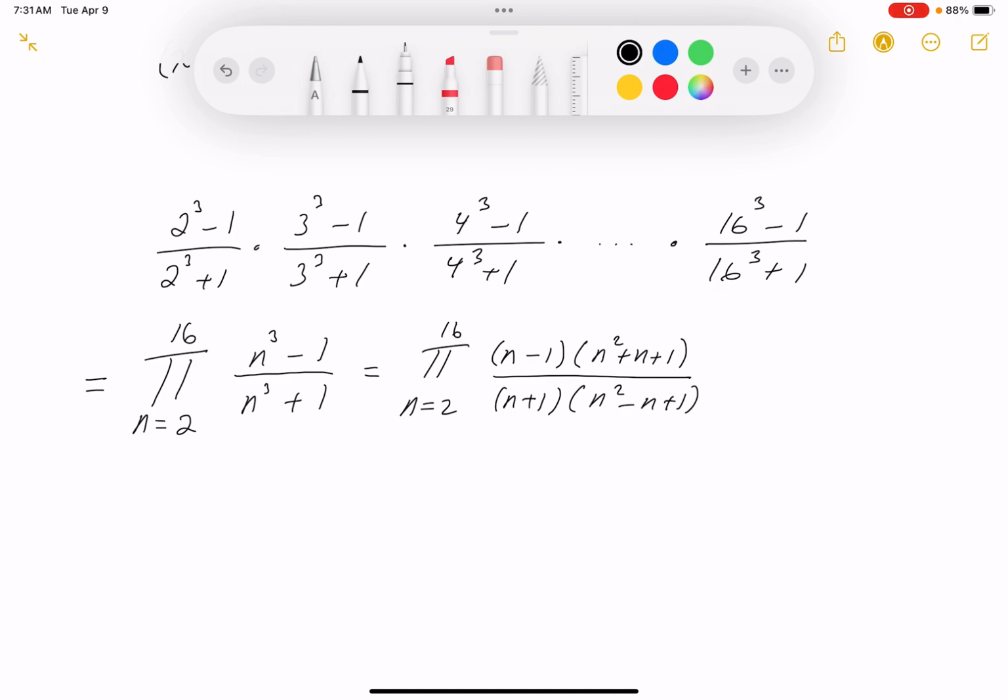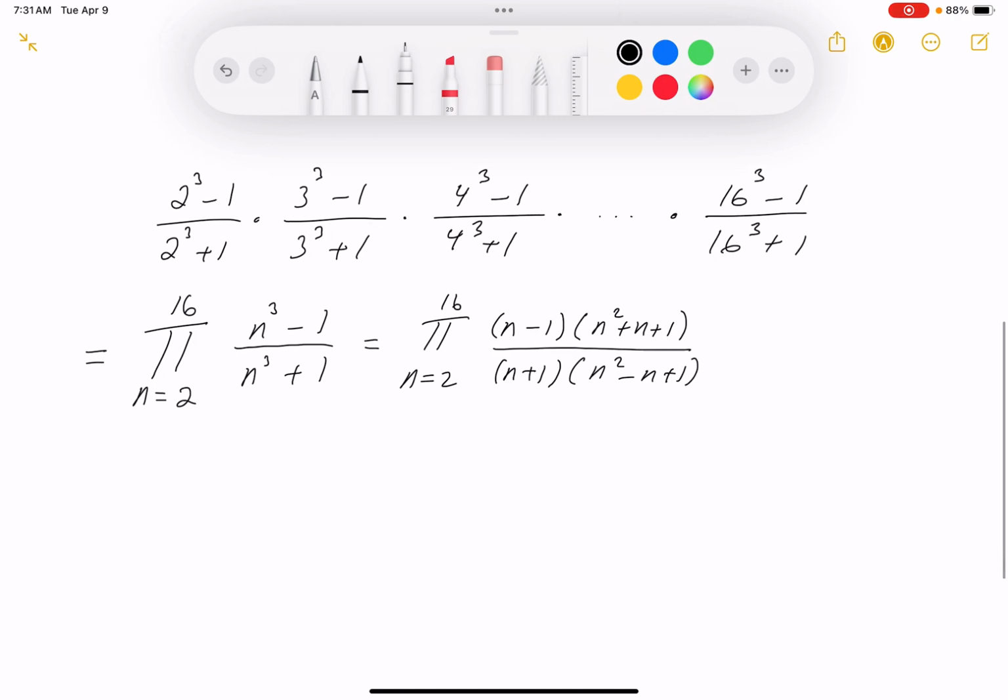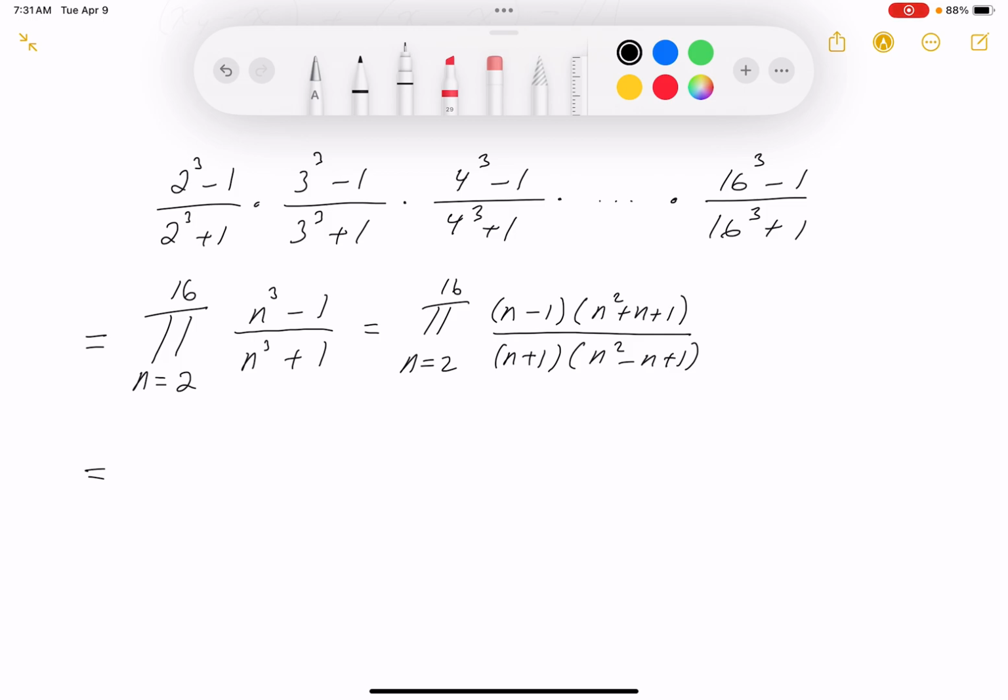All right? Now, guys, looking at this over here, I guess I could split it into 2 parts now. Now, let me see if that helps at all. Let's see, n equals 2 to 16, and then I'll say n minus 1 over n plus 1 times n squared plus n plus 1 over n squared minus n plus 1.